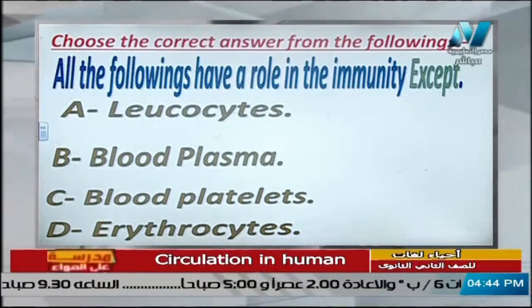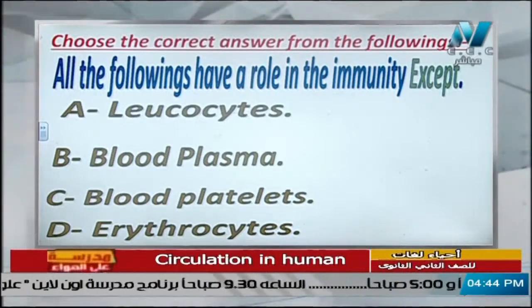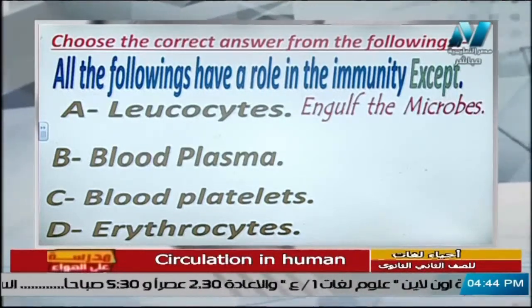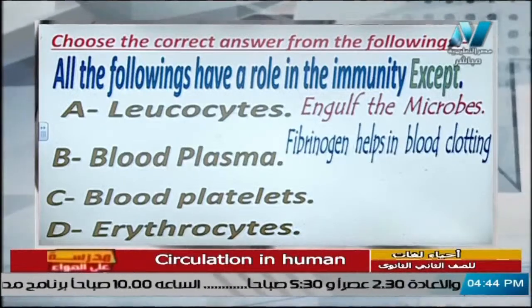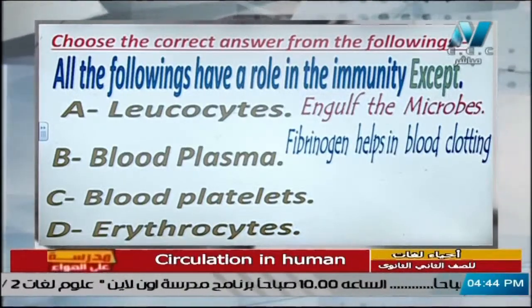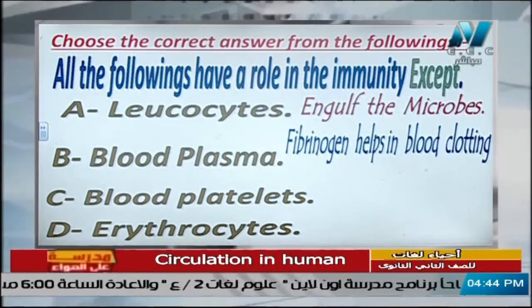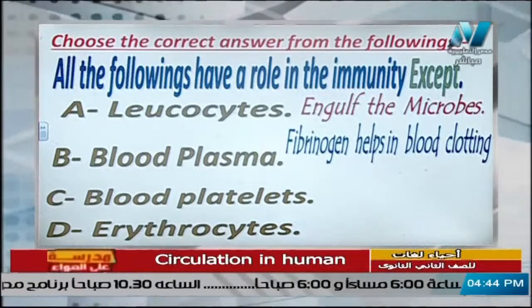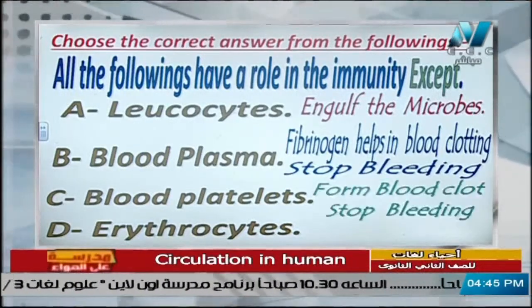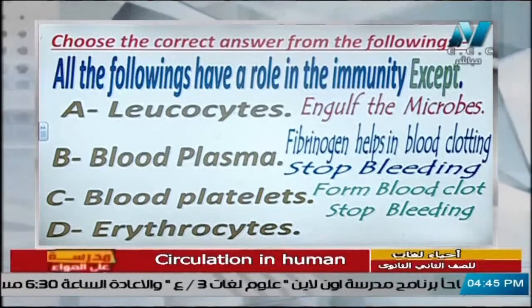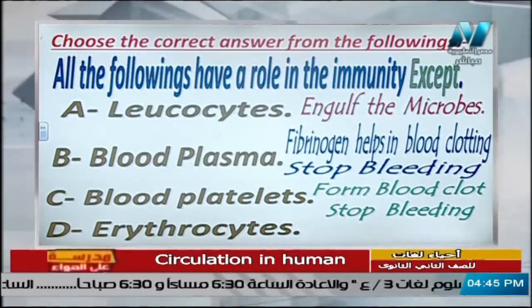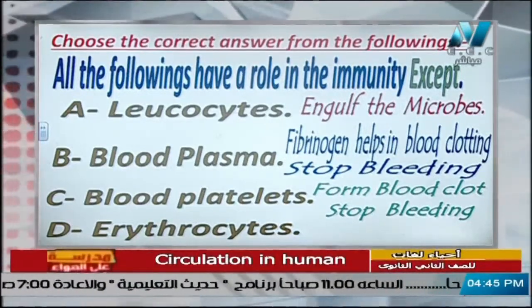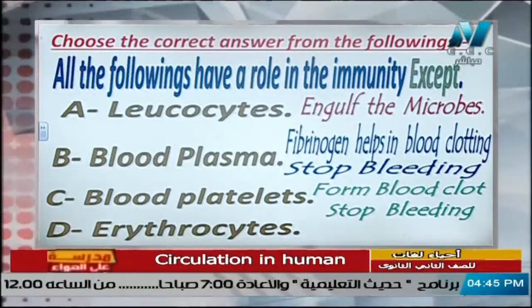طب بيقول لي كل دول بيعملوا immunity او ليهم دور role in the immunity except... طبعا leukocytes engulf the microbes، بتبلع الميكروبات. Blood plasma contains fibrinogen helps in blood clotting. طبعا fibrinogen secreted from liver بيعوم فين؟ in blood plasma. Blood platelets بتعمل ايه؟ form the blood clot, stop bleeding. يبقى الثلاثة A, B, C play an important role in the immunity لأن stop bleeding is a part from your immunity، وجزء من مناعتنا ان النزيف يقف.